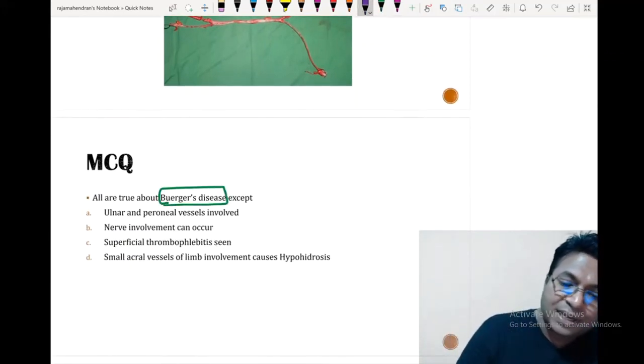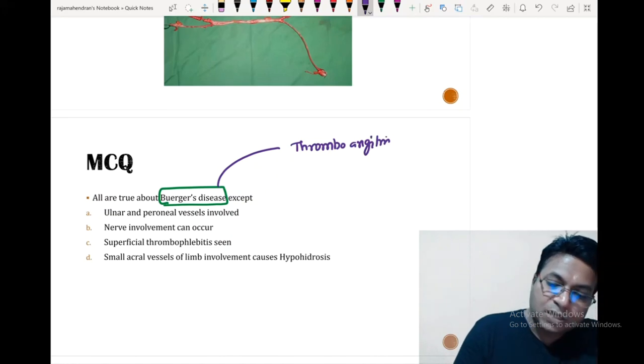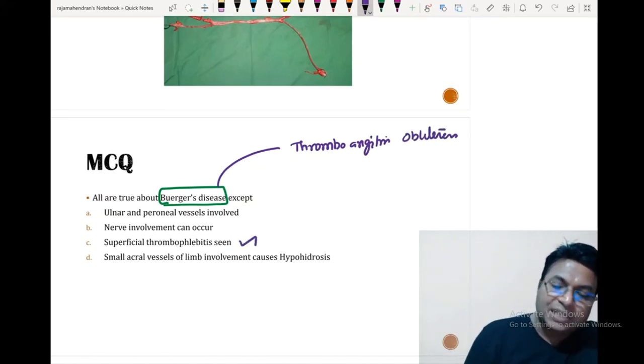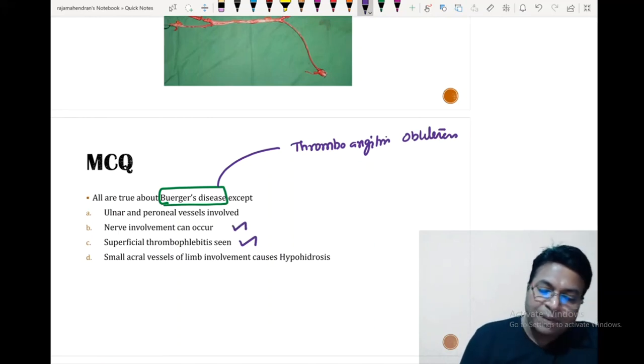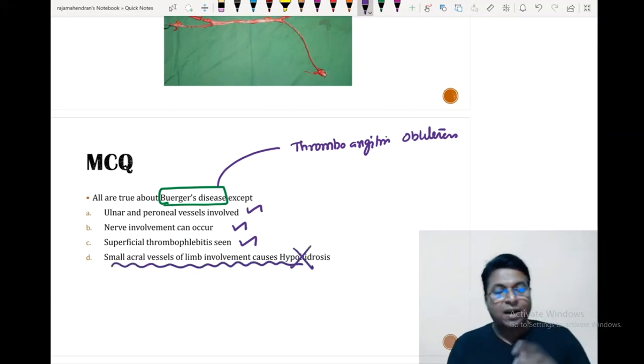I hope you know what is Buerger's disease, the disease of Indians. You can get this question in your exam. Buerger's disease is also known as thromboangiitis obliterans. There may be superficial thrombophlebitis. Nerve involvement may occur. Ulnar and peroneal vessels are involved. So hypohidrosis is wrong; there is nothing related to sweating.